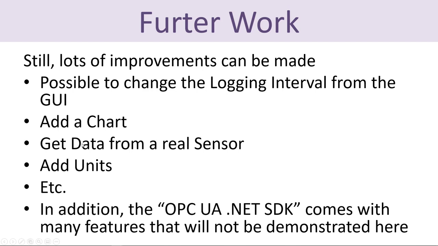Typically you also want to improve the application. Instead of using a random generator, you want to retrieve data from a real sensor, for instance a temperature sensor. Typically you want to add units, etc. in your graphical user interface. And also this OPC UA .NET SDK has lots of more advanced features that you can use in your application, but those will not be demonstrated here. You can also use this OPC UA .NET SDK in order to create OPC UA servers.